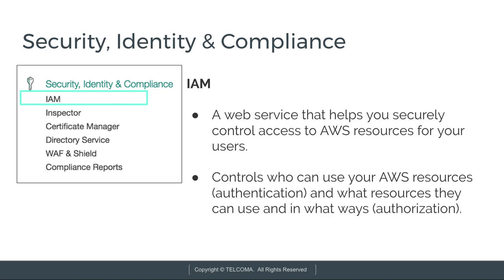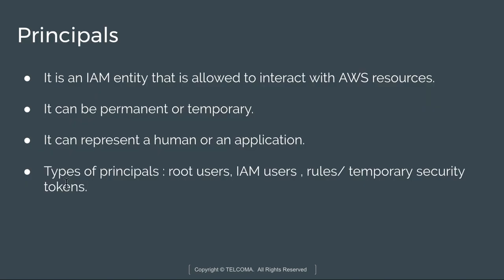So this is IAM, Identity and Access Management, which is a web service that helps you securely control access to your resources. Under this we have, first, principals. What is a principal? It is basically an IAM entity which allows you to interact with AWS resources. As written here, it could be temporary or permanent. It can represent a human or an application. Under principal we have the root user, IAM users, and roles or temporary security tokens.